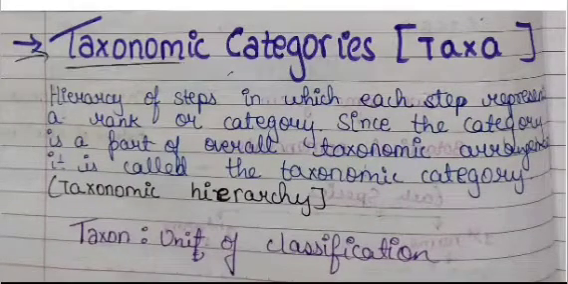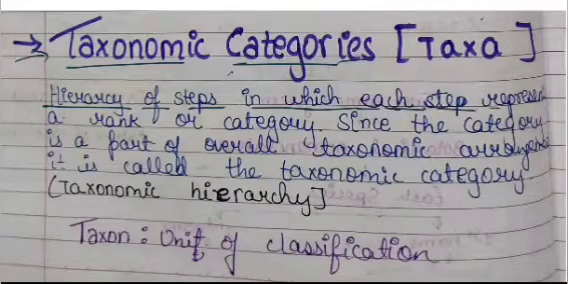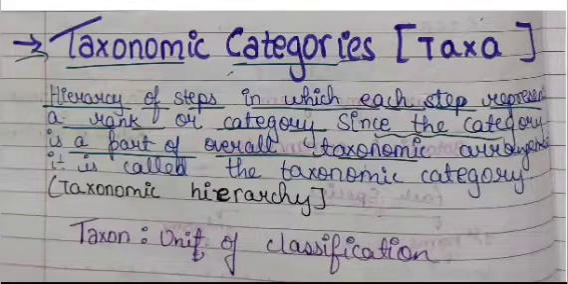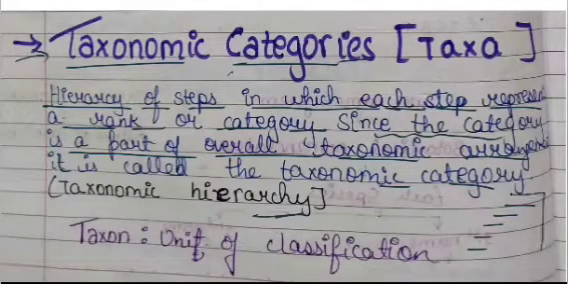Now we will talk about taxonomic categories, which can be defined as a hierarchy of steps in which each step represents a rank or a category. Since the category is a part of the overall taxonomic arrangement, it is called a taxonomic category or hierarchy category. As we have already seen, organisms are classified, but classification has been done at different levels. These levels are collectively known as taxonomic hierarchy, and each level of classification is named a taxon.